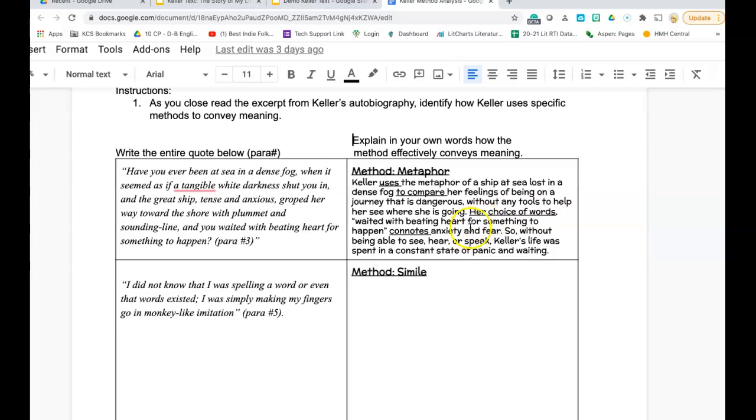So her choice of words, because she goes down farther, you waited with beating heart for something to happen. With beating heart for something to happen connotes anxiety and fear. So without being able to see, hear, or speak, Keller's life was spent in a constant state of panic and waiting. So she's comparing her feelings of what it was like to be blind and deaf and not able to speak. It's like being a ship in that very dangerous situation, right?